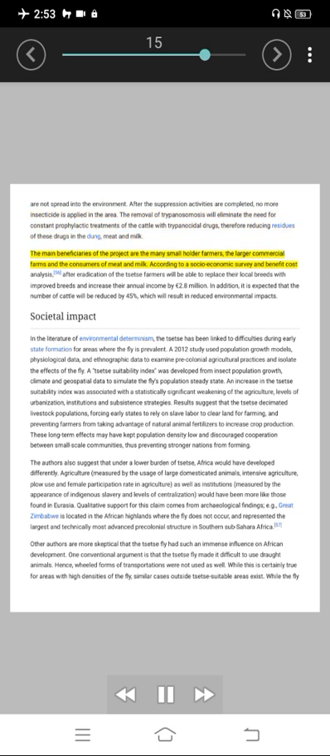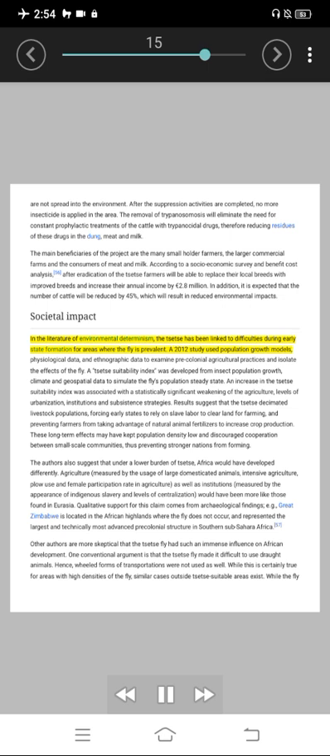The main beneficiaries of the project are the many smallholder farmers, the larger commercial farms and the consumers of meat and milk. According to a socioeconomic survey and benefit cost analysis, after eradication of the tsetse farmers will be able to replace their local breeds with improved breeds and increase their annual income by 2.8 million euros. In addition, it is expected that the number of cattle will be reduced by 45%, which will result in reduced environmental impacts.